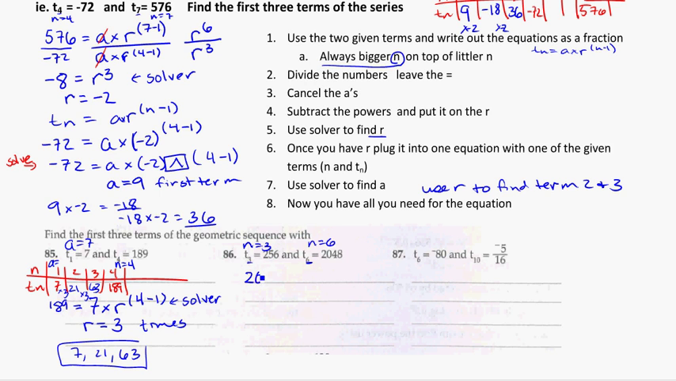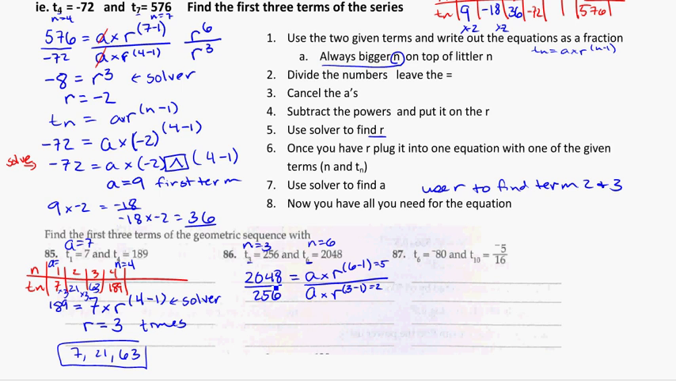Using the value first, 2048 is equal to a, which we don't know, times r, which we also don't know, to the power of 6 minus 1. And I might simplify that. 6 minus 1 is equal to 5. So I could say equal 5 there. Write it as a fraction, so I'm going to have 256 is equal to a times r to the power of, in this case, n is equal to 3 minus 1, which is equal to 2.